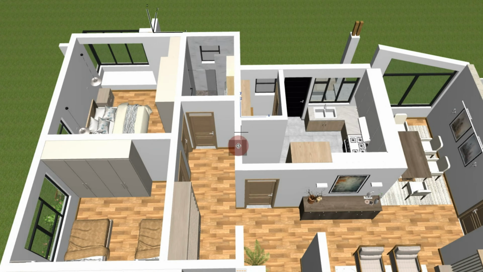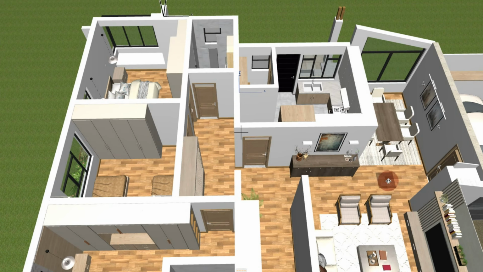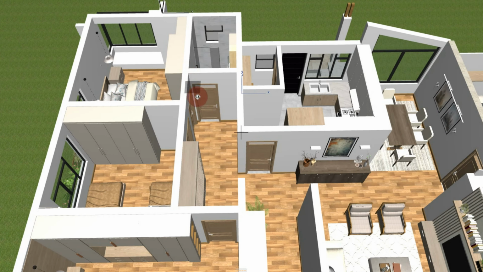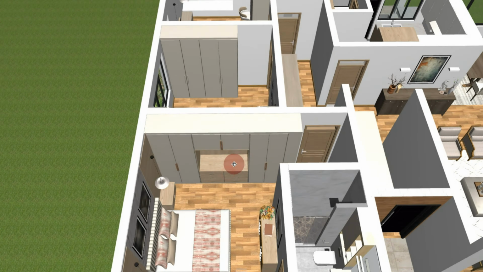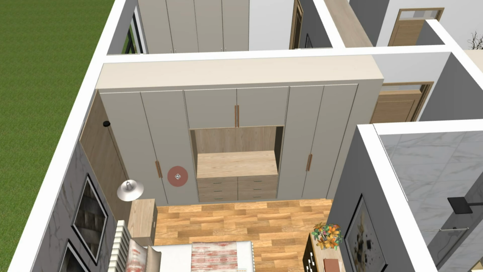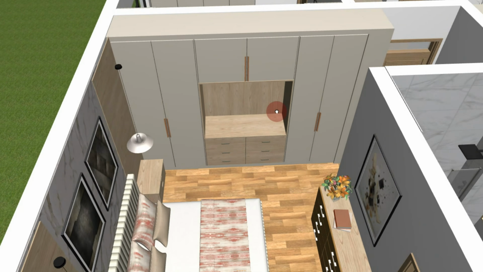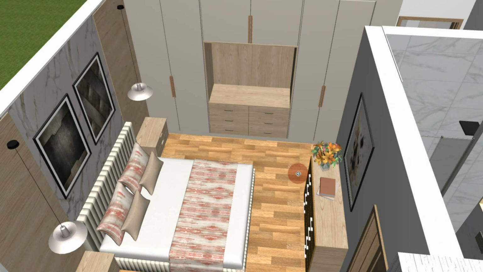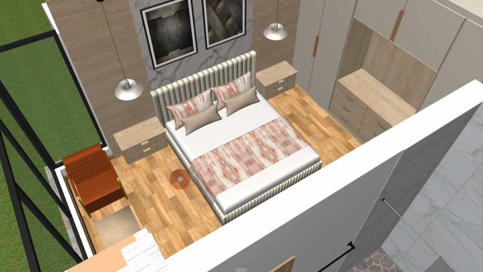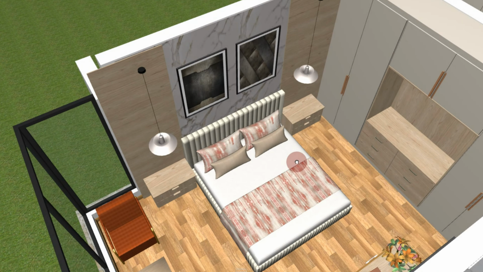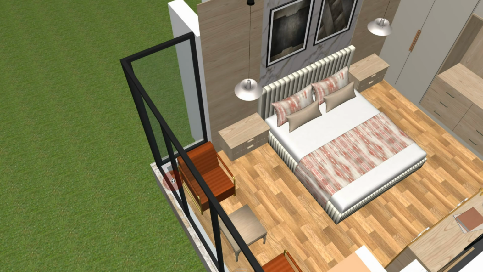So from this section here, that's the living area. Then you go into the bed spaces. So as I stated, this is the master bedroom. Once you enter, you have your closet space there. Then you have your bed space. And you have your corner window right there with your seating.